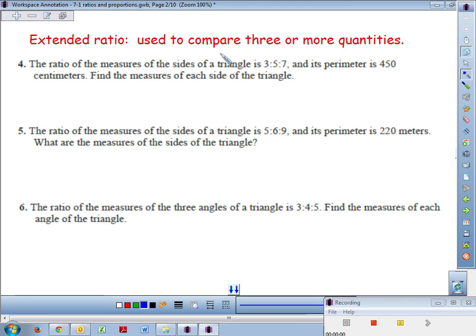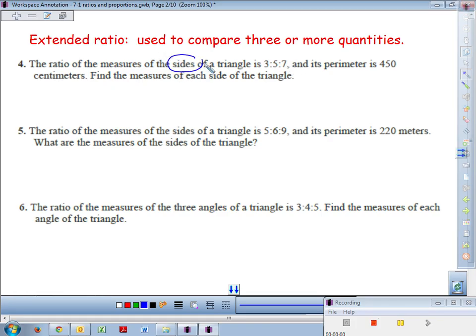An extended ratio is used to compare 3 or more quantities. So the ratio of the measures of the sides of a triangle are 3 to 5 to 7. That's how they relate to each other. One of them is, there's this common multiplier between all of them, which is what we're going to find. One of them is 3 times that, another side is 5 times that, and another one is 7 times that.